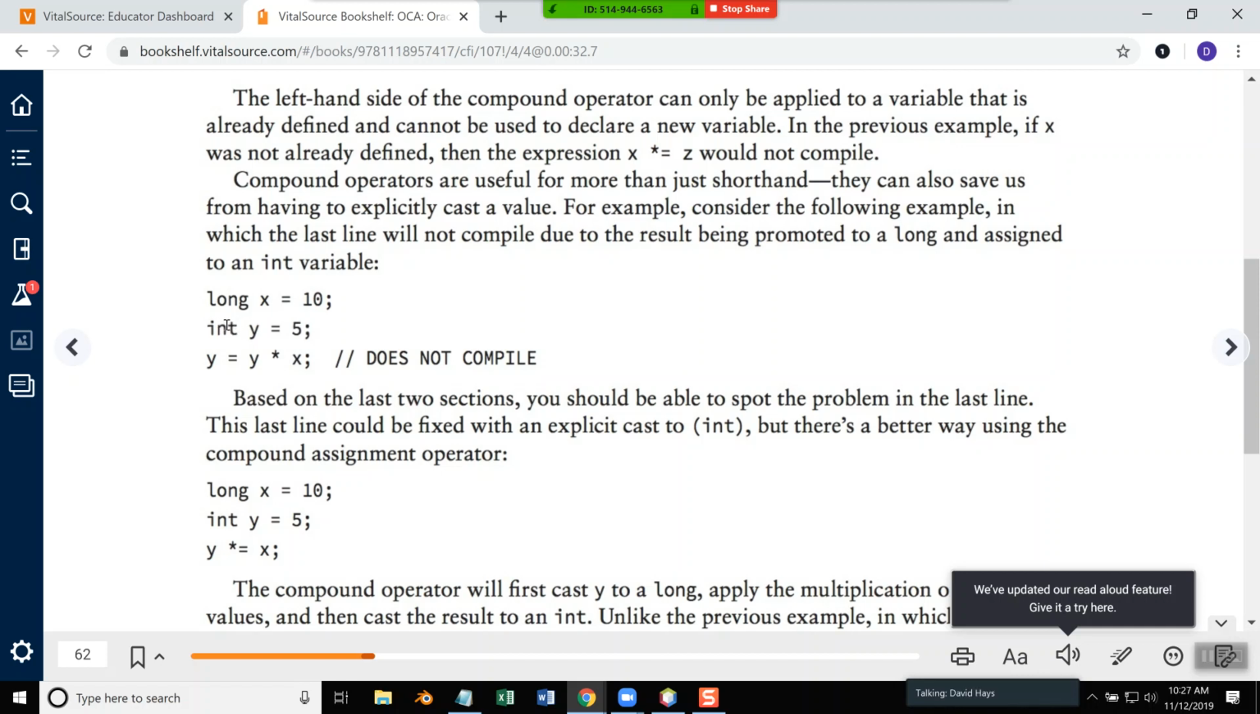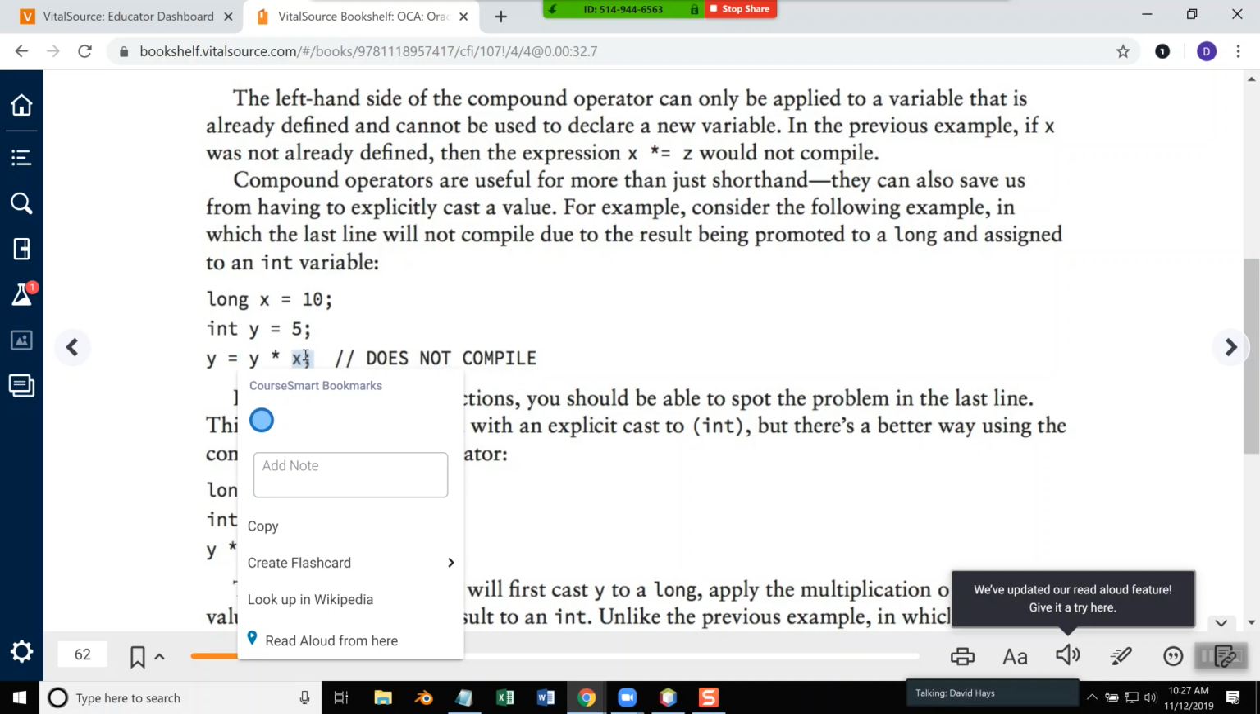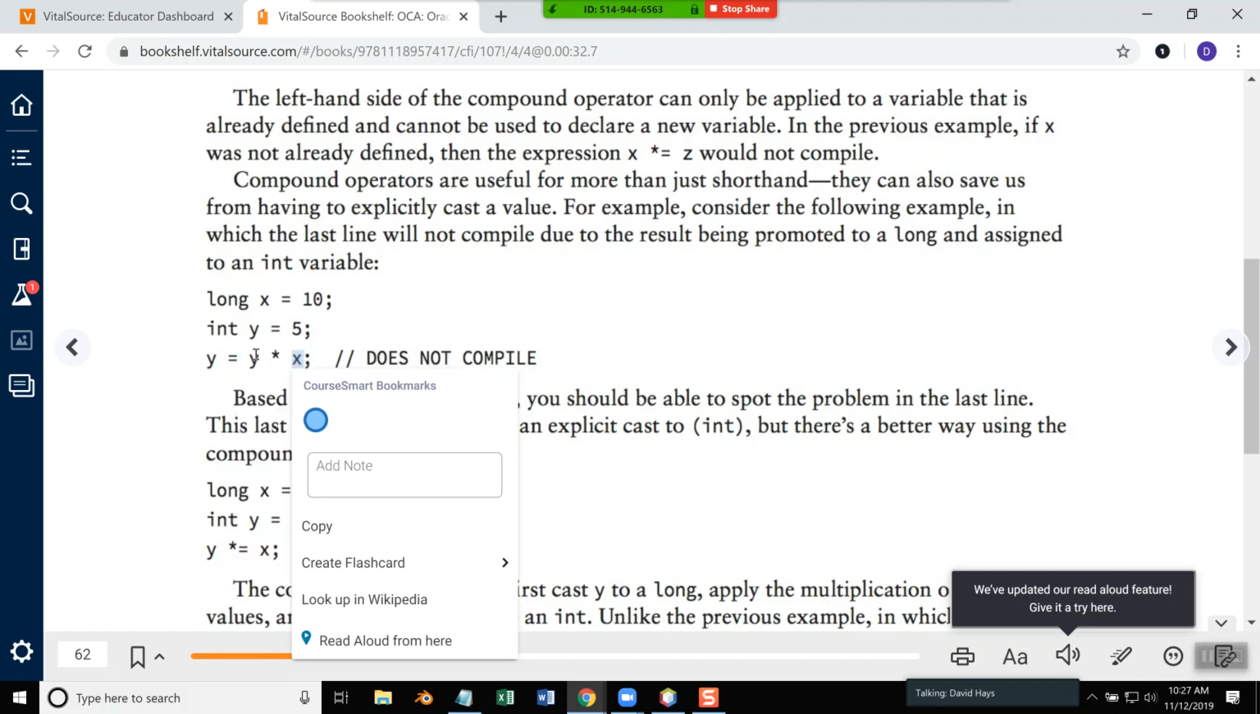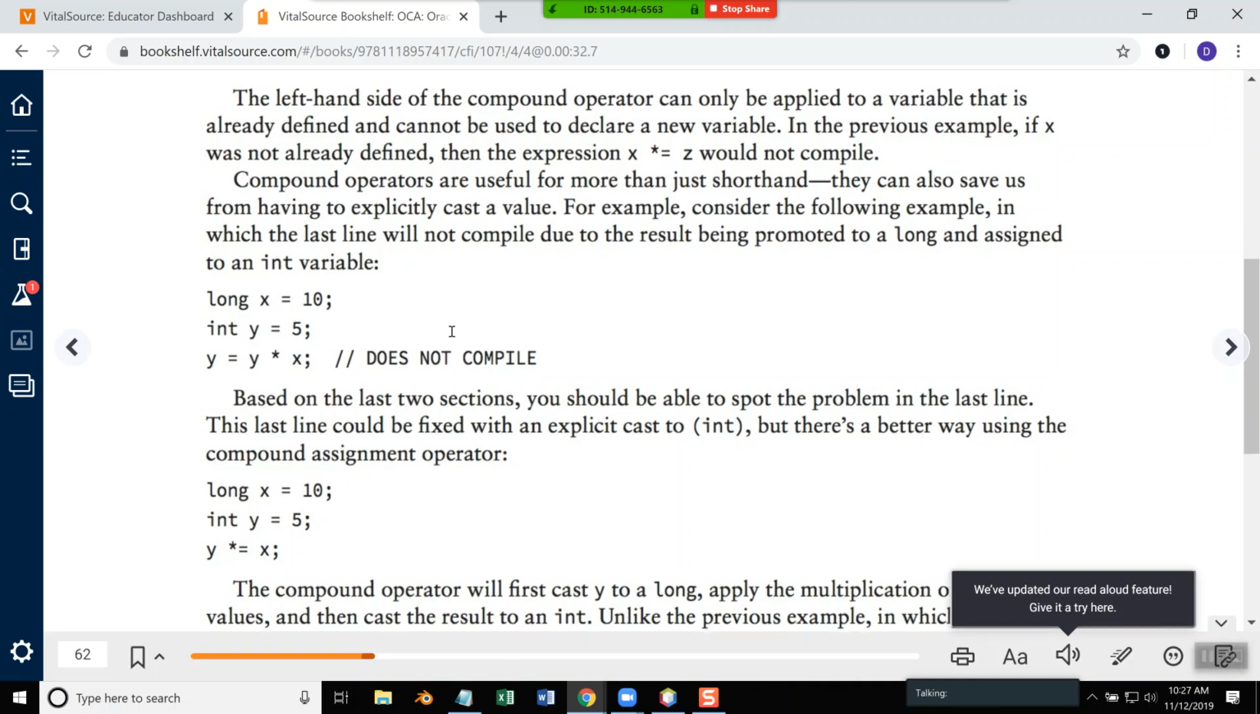Okay, yeah. Y is an integer. So here we got an integer, here we got a long. And so to promote them both to a long, this should be a long to do that. Or do a casting, int. See, the last line should be fixed with an explicit cast to integer, but there's a better way to use a compound assignment operator.